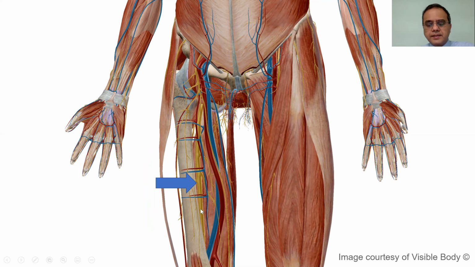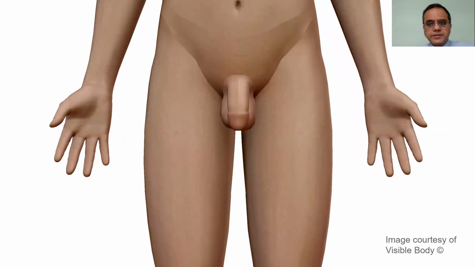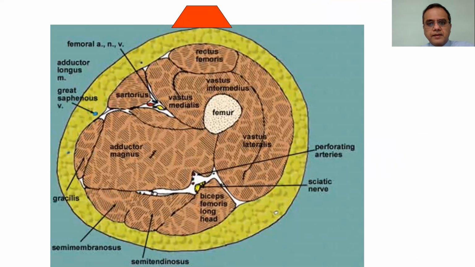To block the sciatic nerve by anterior approach, a curvilinear probe is placed over the thigh like this, in the middle portion of the thigh. Now in this picture, you can see a cross section of the thigh. This is anterior, this is posterior, and this represents the ultrasound probe.